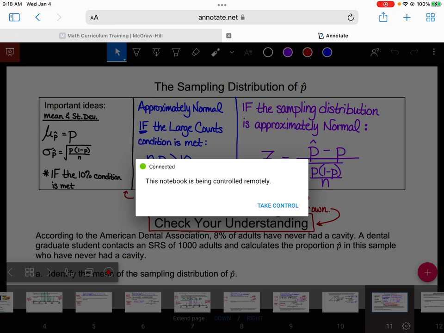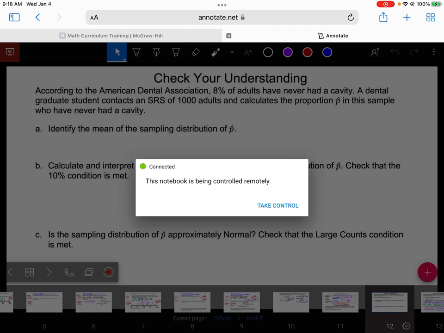Let's look at the first couple questions here. Identifying the mean of the sampling distribution. What is the mean of our sampling distribution? 0.08, yes.